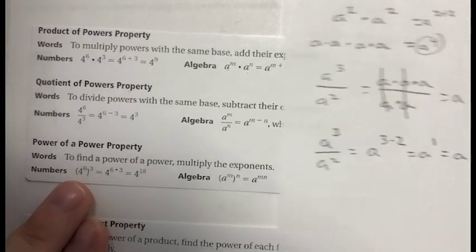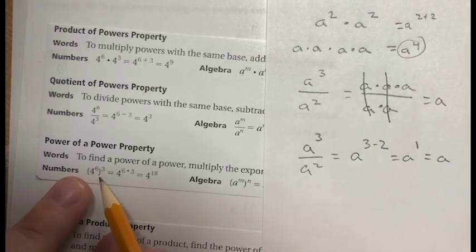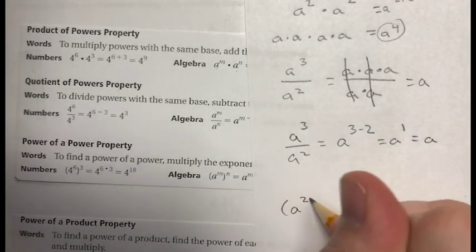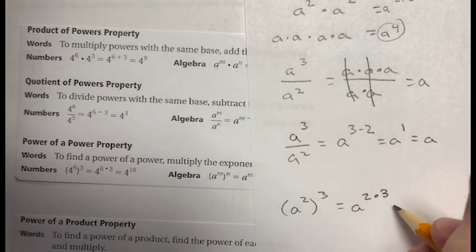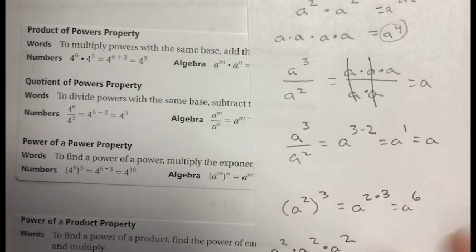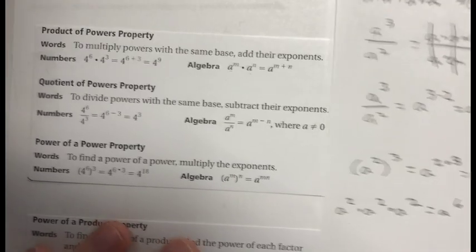And then the next one is the power of a power property. Notice that it says 4 to the 6, all of this being raised to the third; we multiply the exponents and we get 4 to the 18. So if I do a squared and raise it to the third, the answer would be a to the 2 times 3, or a to the 6. And this is why it works. I'm saying a squared times a squared times a squared, multiplying it 3 times. Since I know this, I can use that rule of adding my exponents, and I still get a to the 6th power.